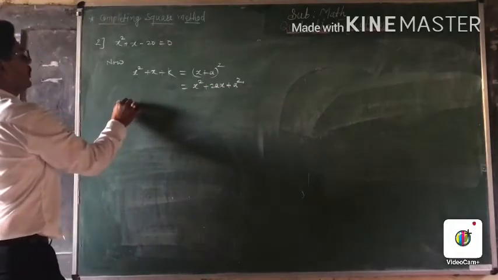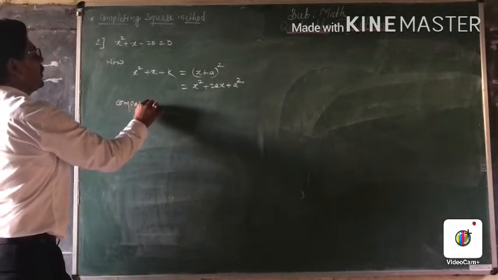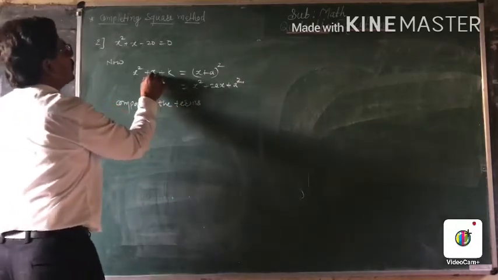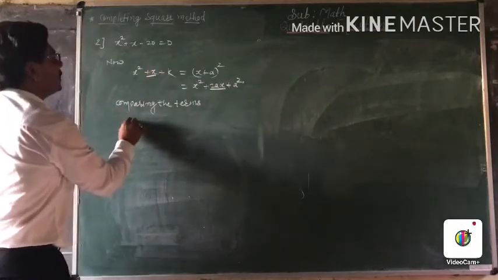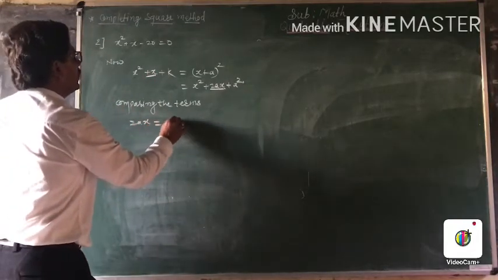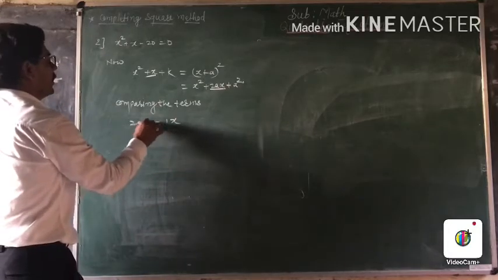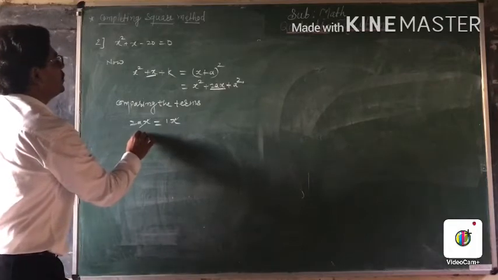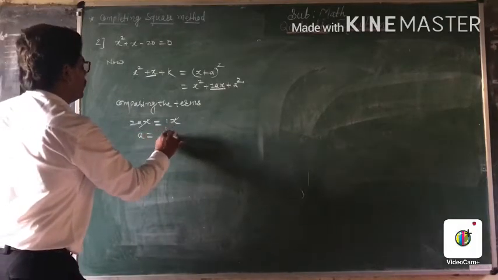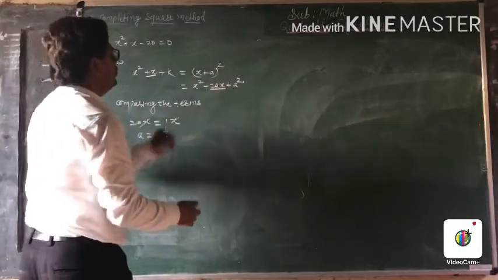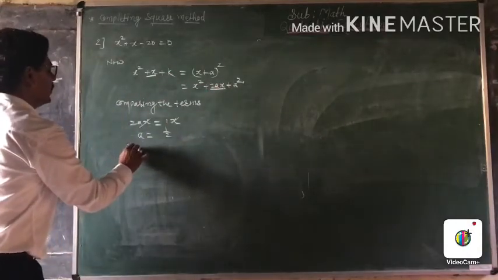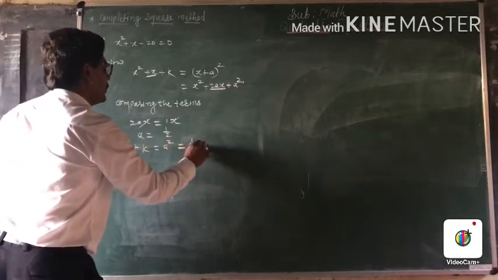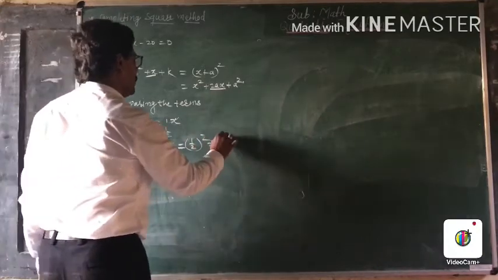Now compare the terms. Here 2ax is equal to x, that is, 2ax is equal to 1x. Therefore, dividing both sides by x, a is equal to 1 upon 2. Now k is equal to a square, and a is 1/2, whose square is equal to 1/4.